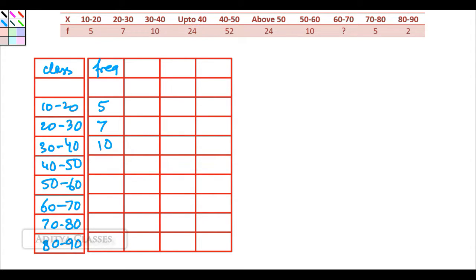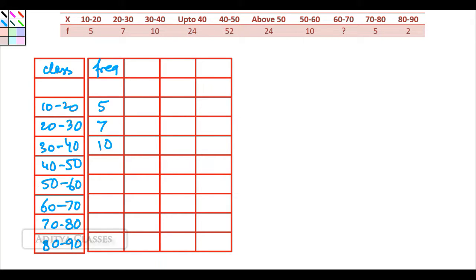Up to 40 means anything less than 40. Everything on this side of this present class is less than 40, because if you go on this side, 40 to 50, anything between 40 to 50 is more than 40, but we need up to 40. Everything here is more than 40. So we'll not talk of this. Rather, we'll talk of anything on this side, that is below 40.